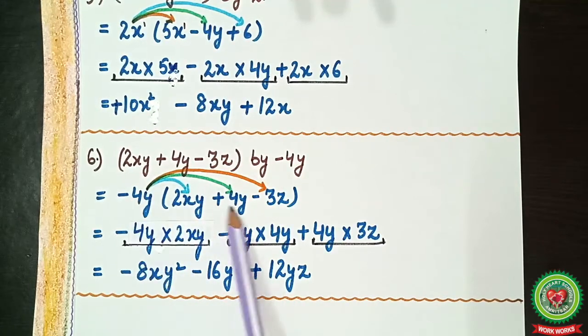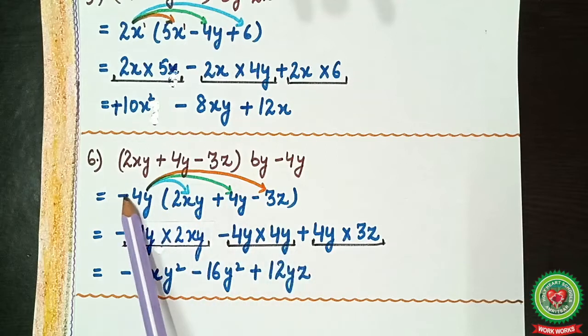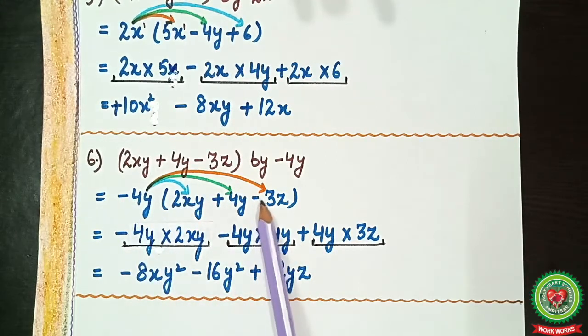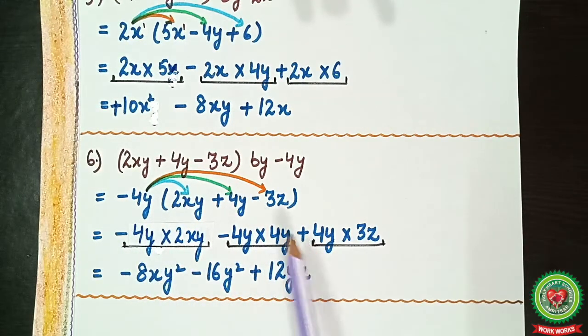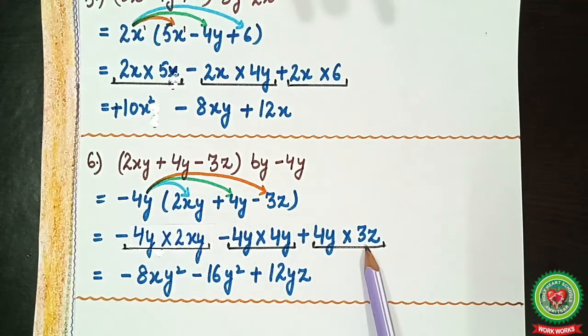Outer sign minus, inner sign will change. So here you will write 4y multiplied by 4y. Again outer sign minus, inner sign will be changed. So here you will put plus sign because minus will change into plus. So 4y multiplied by 3z, right?